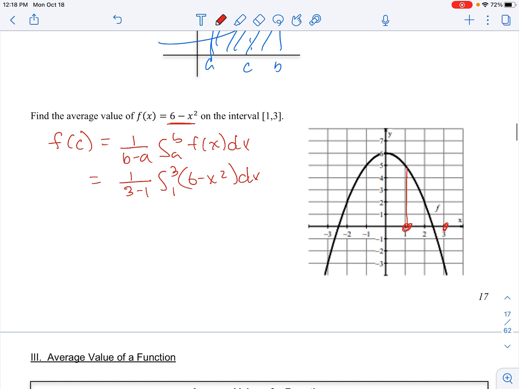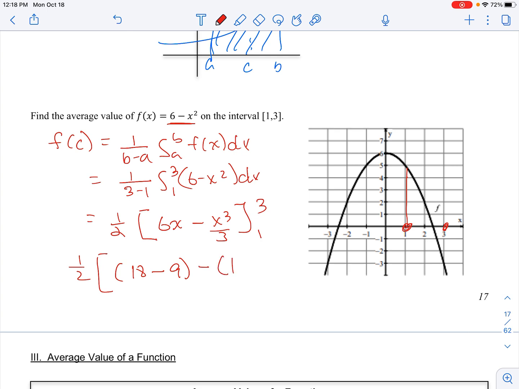Okay, so let's go ahead and do this algebraically. So this becomes 1/2. Antiderivative of 6 is 6x. Antiderivative of x squared is x cubed over 3. And I'm going to go ahead and evaluate this from 1 to 3. So I plug in the upper bound first. So that's 18 minus, this is 27 over 3, which is just 9, minus, plug in the 1. And if you do this algebraically, the arithmetic will give you 10/3. So this gives you 5/3.